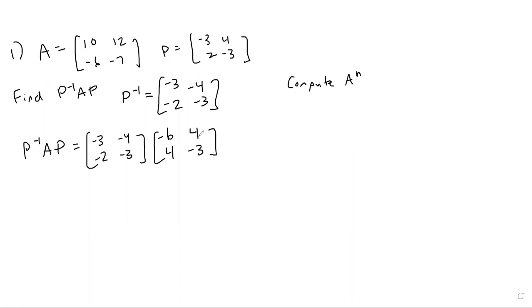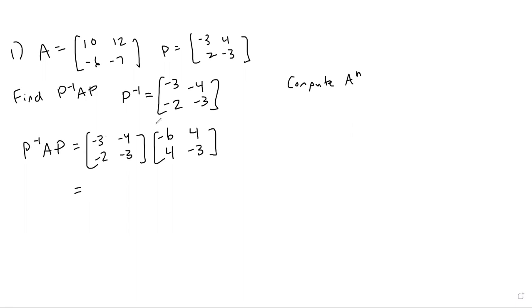And so if you're paying attention, you can see that the first column is exactly negative 2 of the first column of P. So that's an eigenvector. And the second column is exactly the same. So that's the eigenvector for 1, because the multiplier is 1. And then we'll just go through and do this multiplication from here.